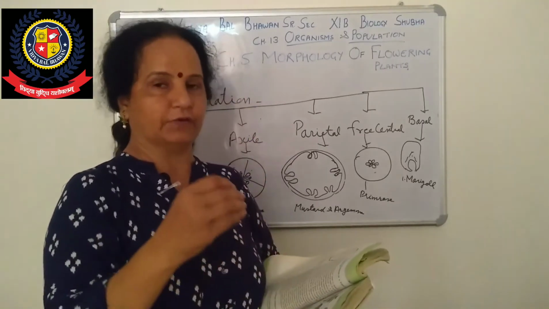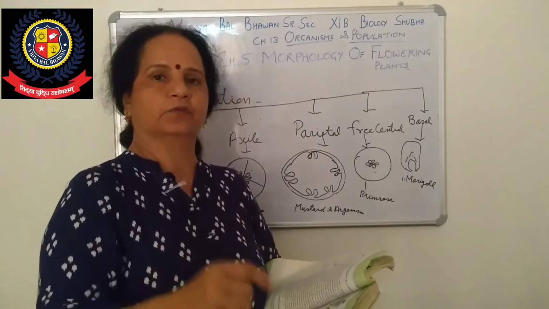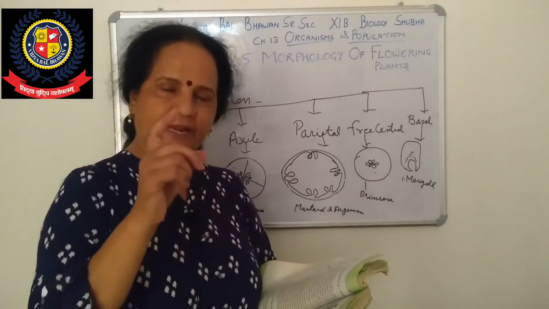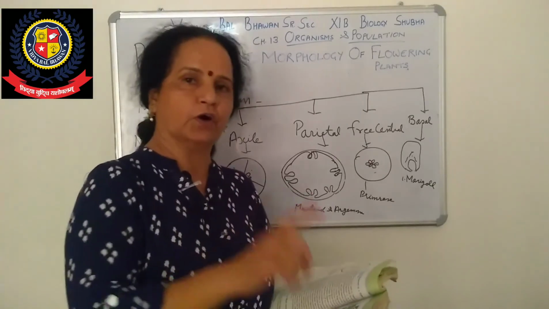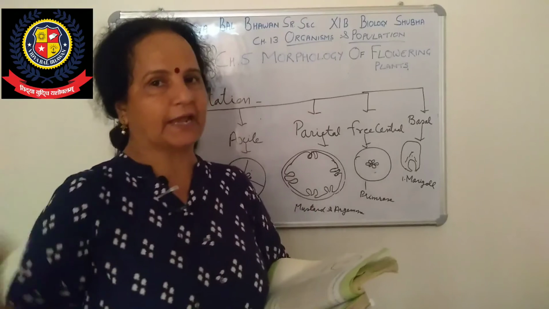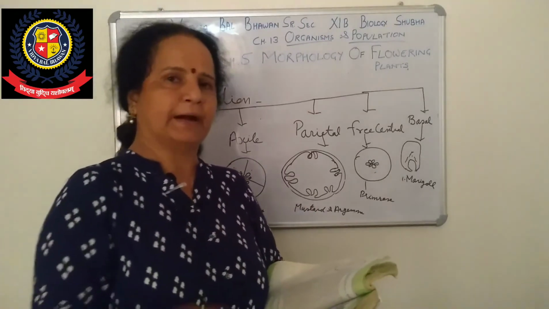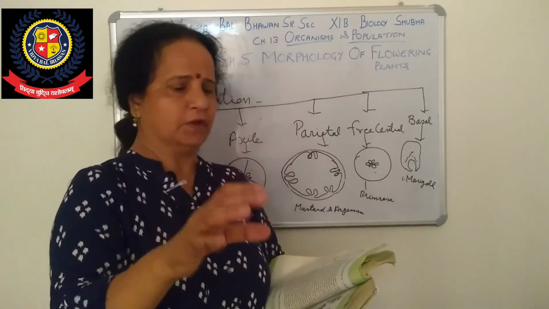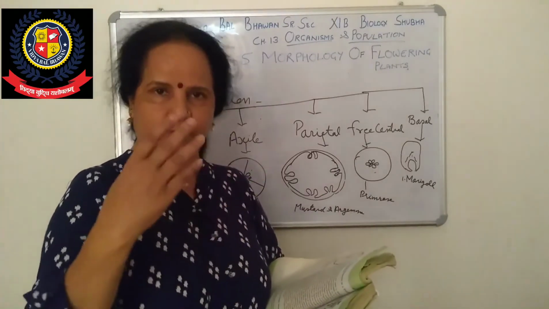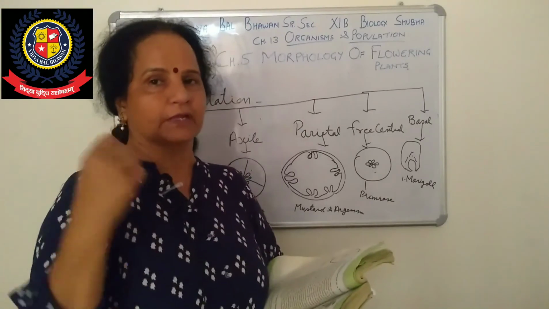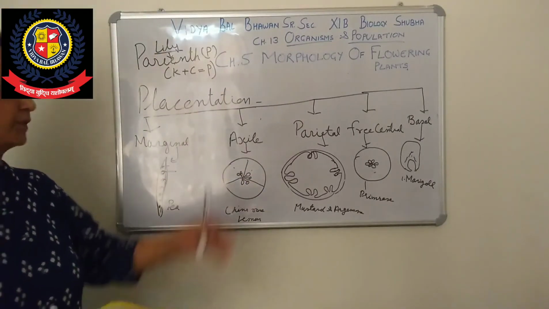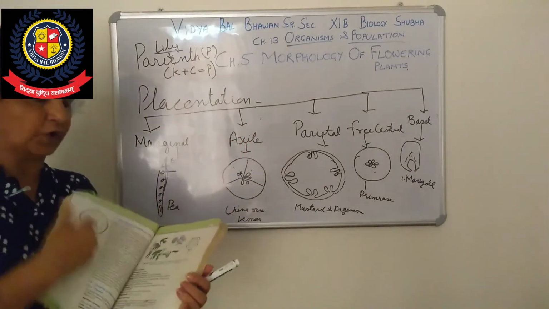Next session I will tell you how we will write the floral formula and floral diagram. By writing the floral formula we can draw the floral diagram, and by seeing the floral diagram we can write the floral formula, right? And by this floral formula and floral diagram, we can tell everything about the flower, about the gynoecium, the androecium, then calyx, corolla, whatever.